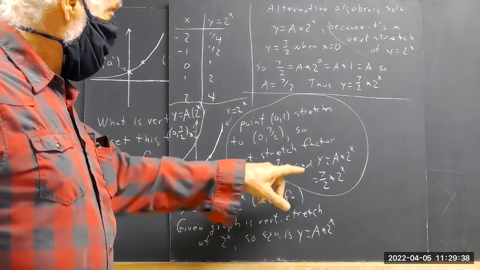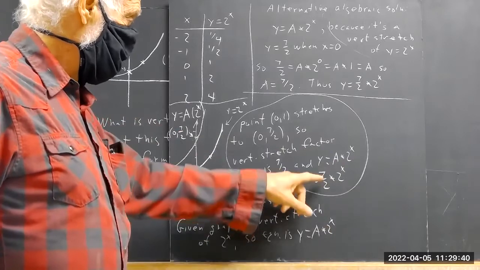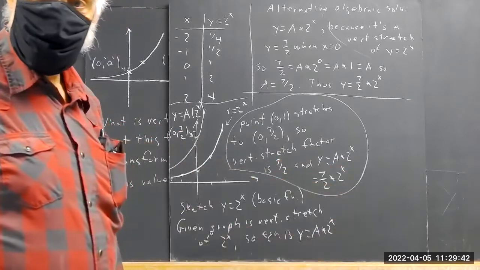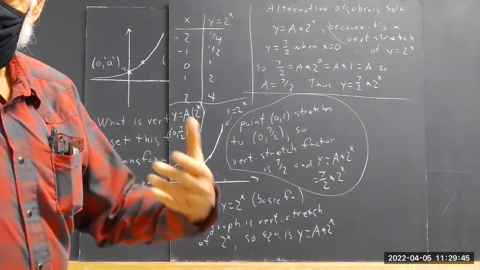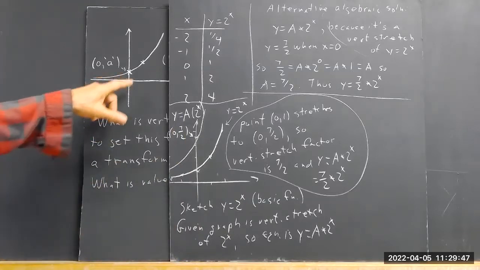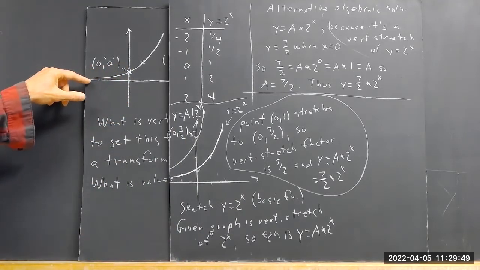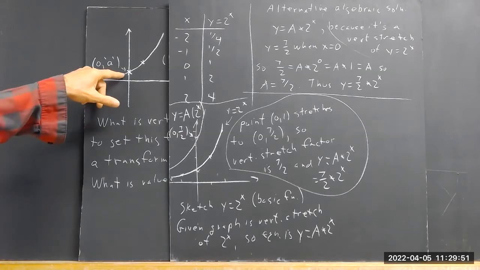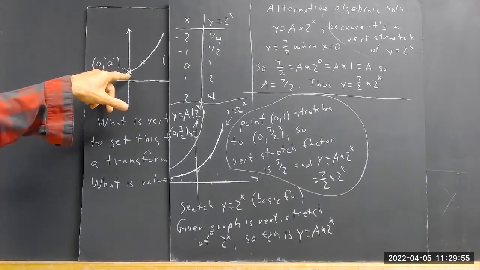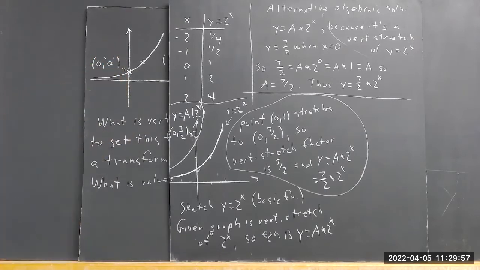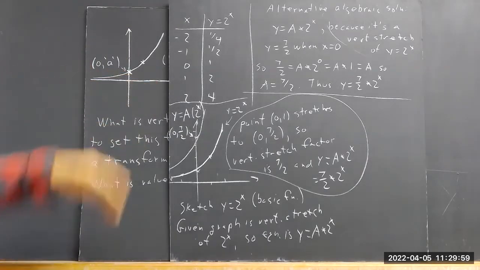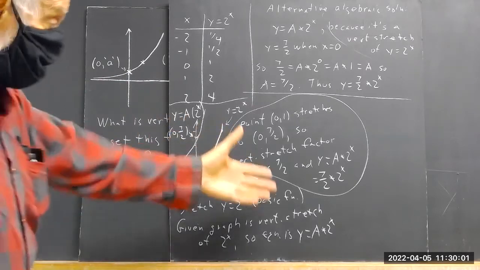So that your y equals a times 2 to the x is y equals 7 halves times 2 to the x. And there's the equation of the exponential function with an asymptote at the x-axis. That's kind of implicit. It's really stated, but it goes through this point on the y-axis. So if you know the y-intercept and you know you have an asymptote on the x-axis, it's very easy to figure out what the function is.